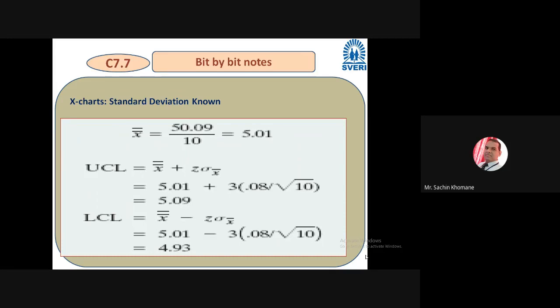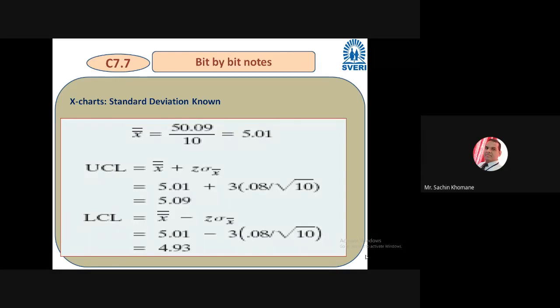Now, if you want to calculate the UCL, that is the upper control limit, then all of us know the formula: X double bar plus Z sigma X bar. X double bar, all of us know. Z value I have told you. Generally people take 3. Then the standard deviation is 0.08, which is known.